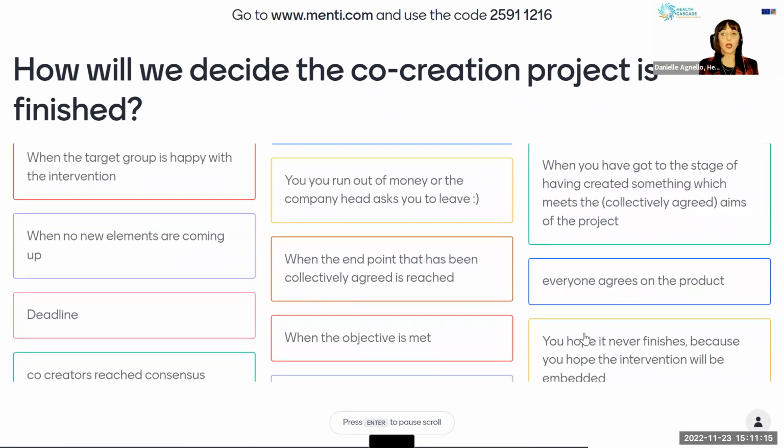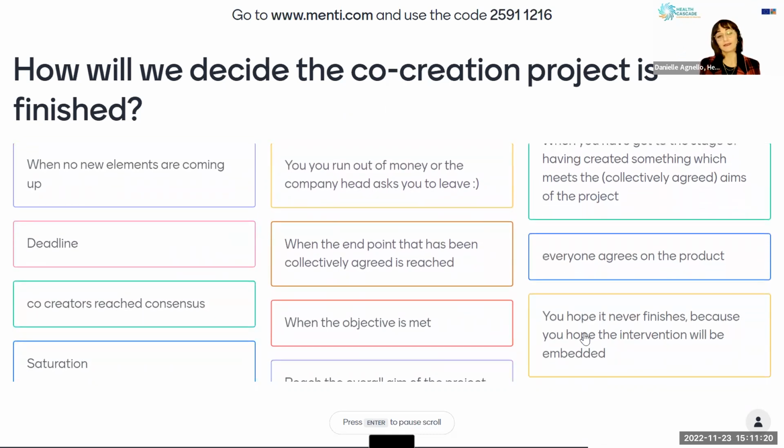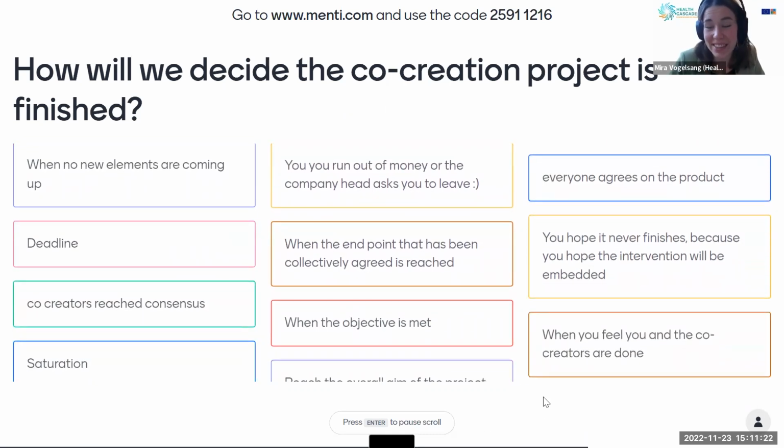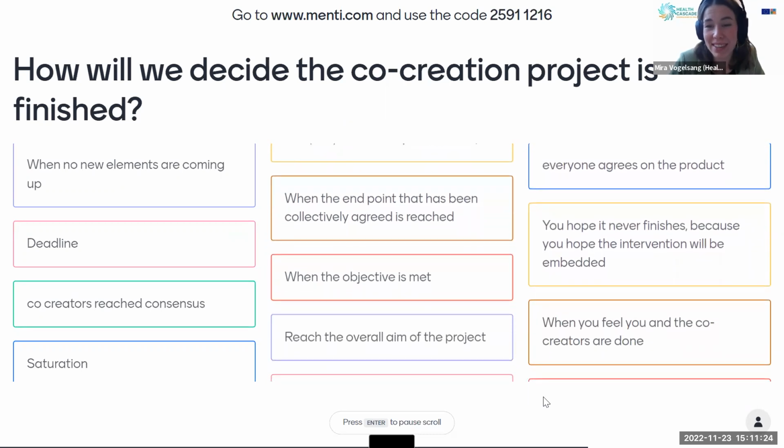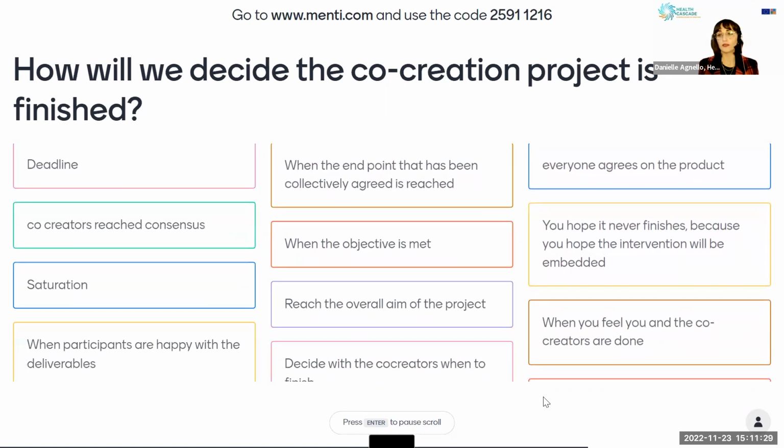You run out of money, or the company asks you to leave. An interesting one. I think that's a reality. Definitely in the workplace. It's a lot of commitment from the company and from the employees. So I could imagine that definitely being an aspect.